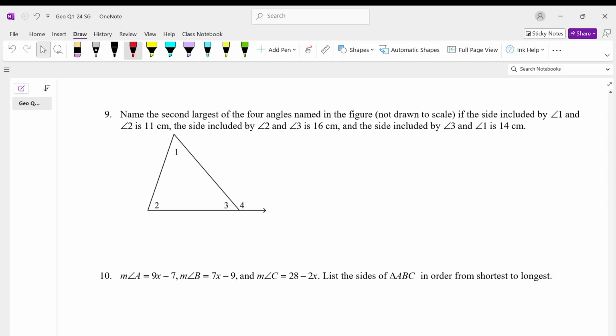Problem 9. Name the second largest of the 4 angles named in the figure. If the side included by angle 1 and 2 is 11, the side included by 2 and 3 is 16, and the side included by 3 and 1 is 14.